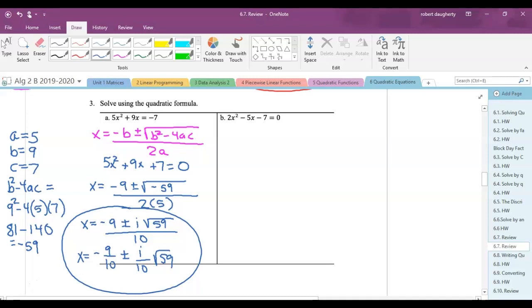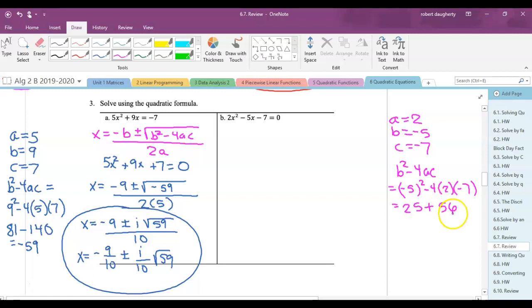Solve the next one using the quadratic formula. In this case, a is equal to 2, b is equal to negative 5, c is negative 7. So b squared minus 4ac is equal to negative 5 squared minus 4 times 2 times negative 7. So this is 25 plus 56, which is 81.